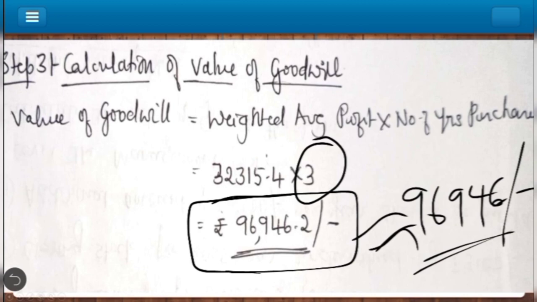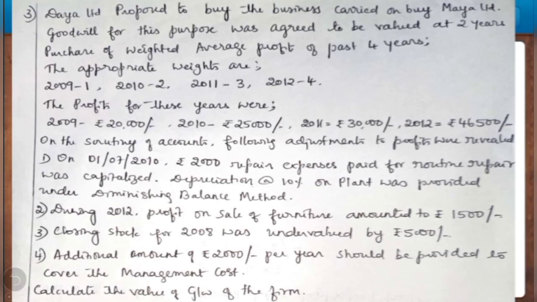Okay, let's take up the next question. Daya Limited proposed to buy the business carried on by Maya Limited. Goodwill for this purpose was agreed to be valued at 2 years purchase of the weighted average profit of the past 4 years. Again, a very similar question. The appropriate weights are 2009 1, 2010 2, 2011 3, 2012 4. Again the weights with regard to these years are specifically given in the question.